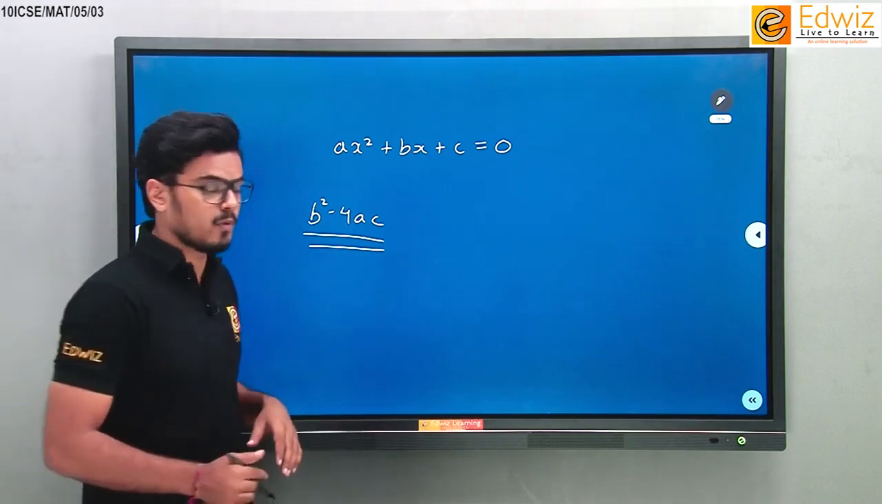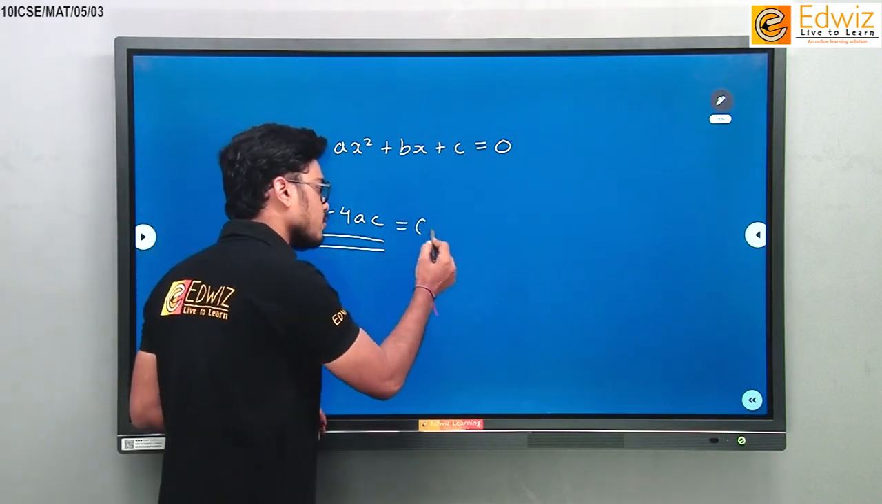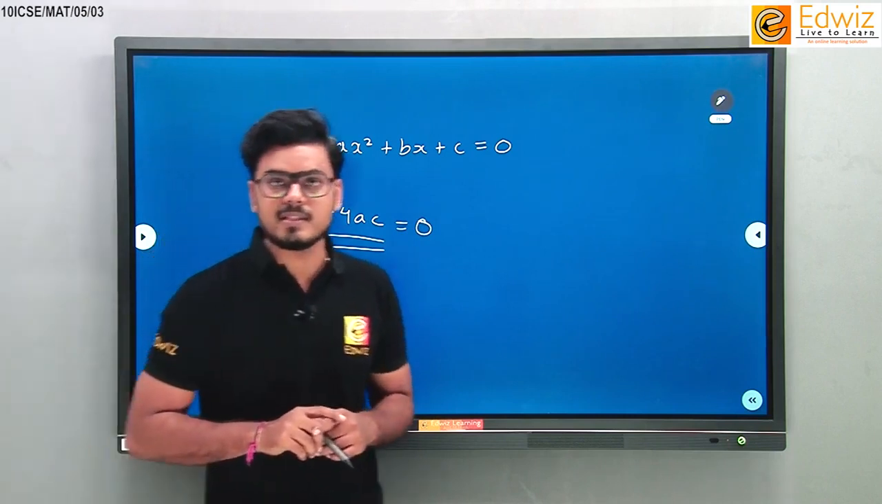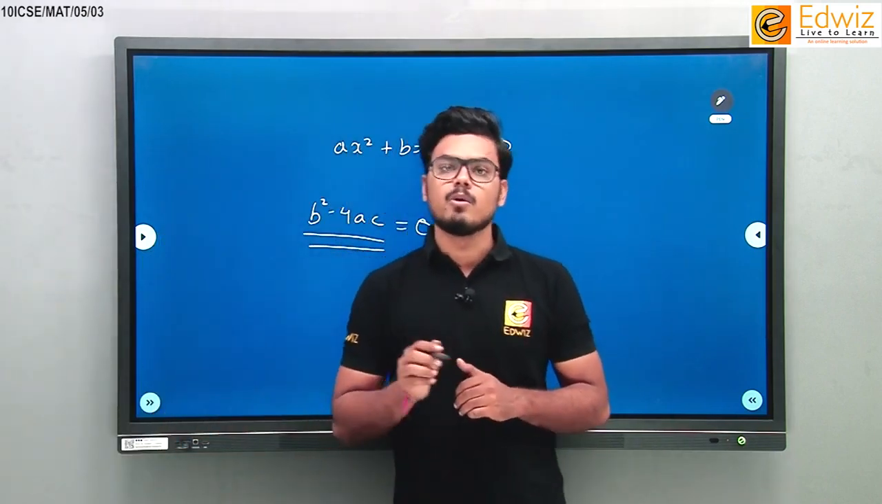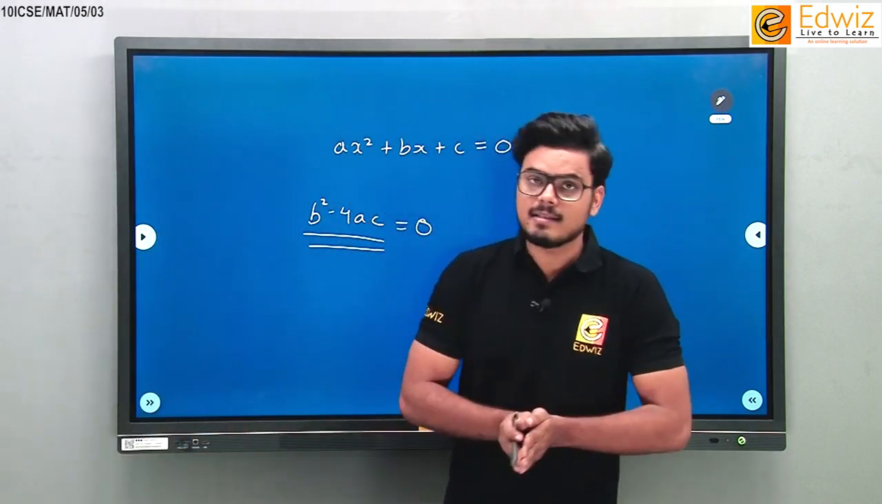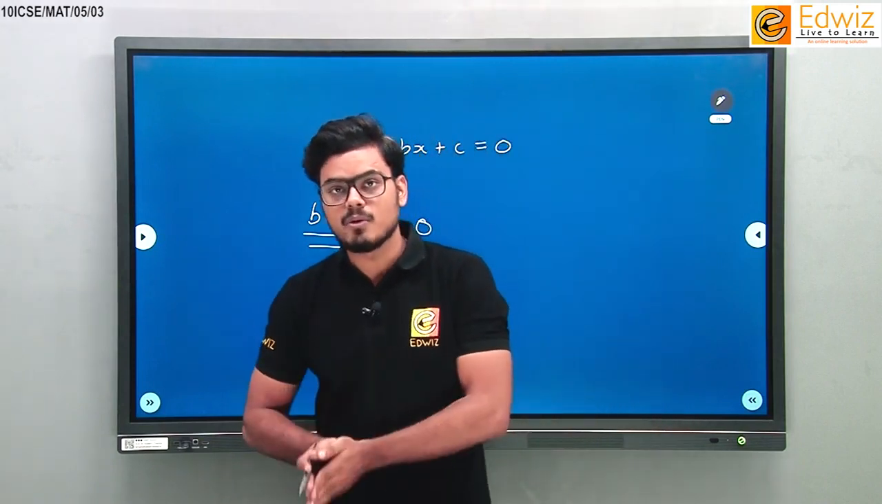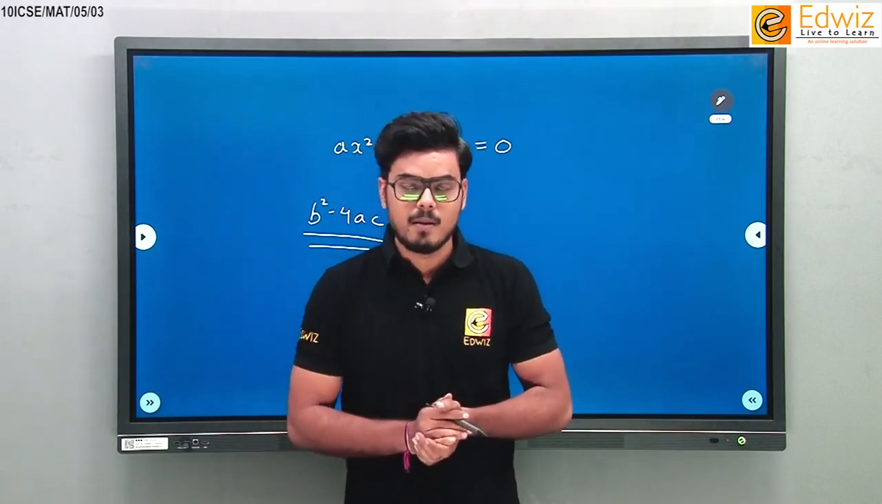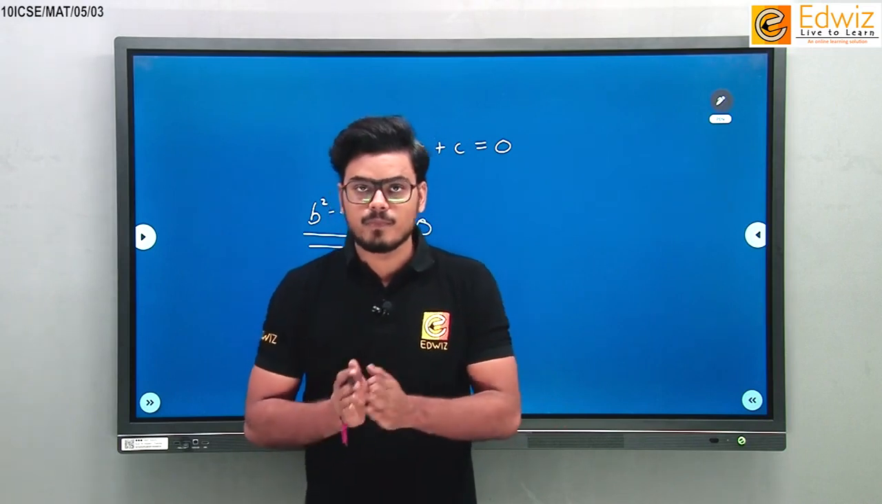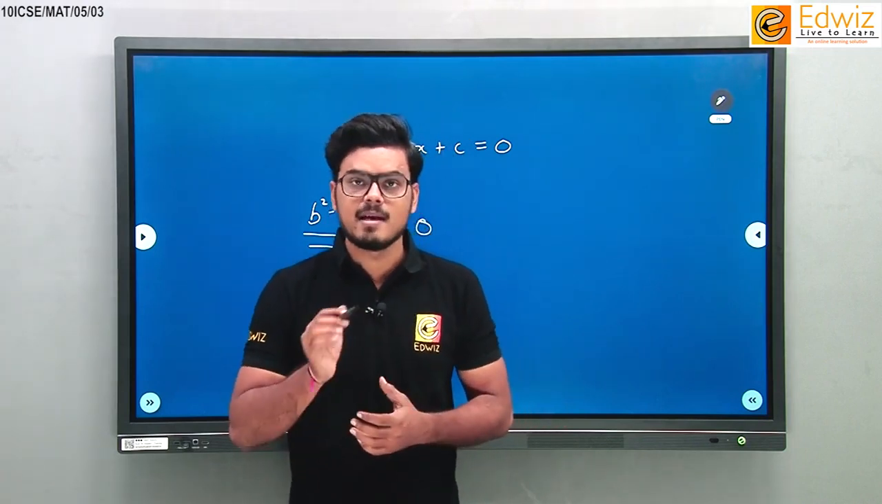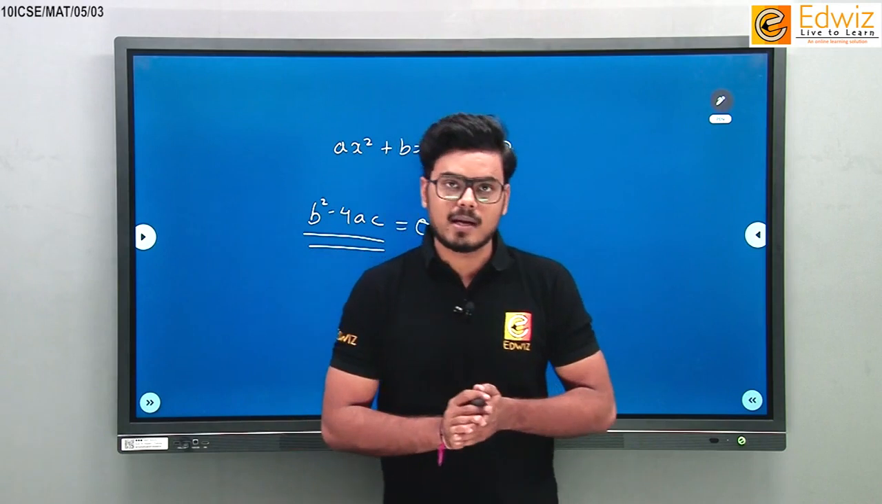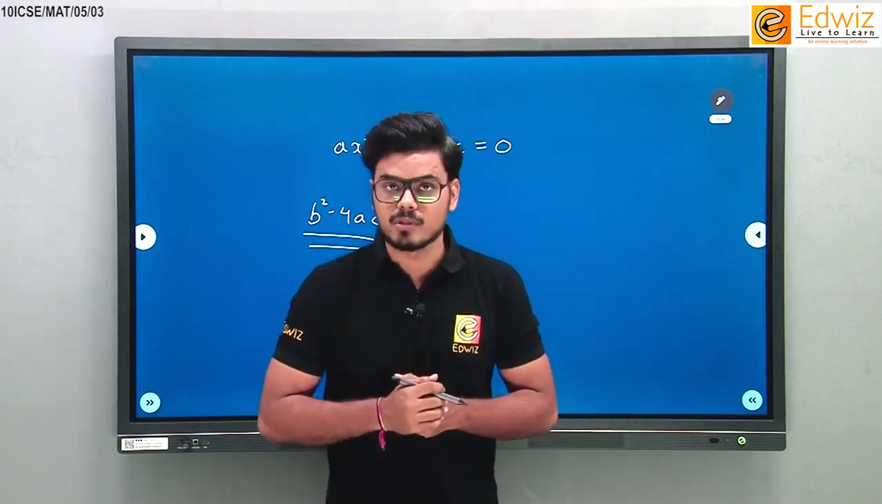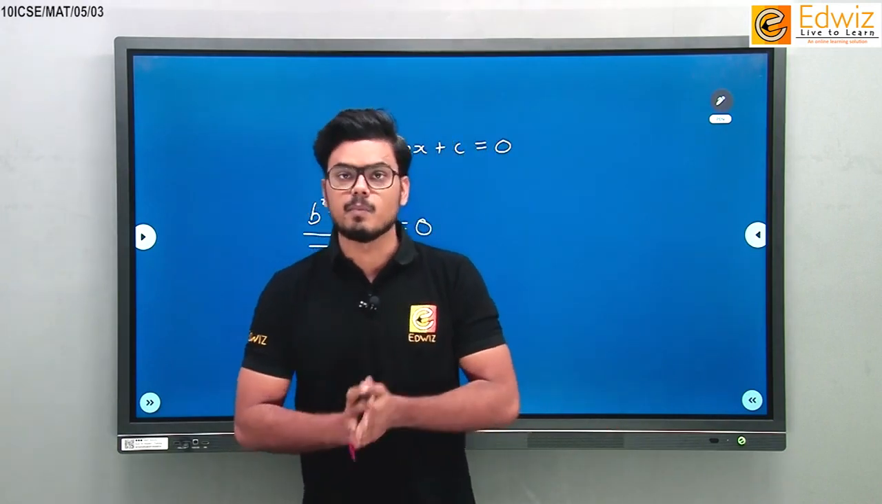If b square minus 4ac for any equation is equal to 0, the quadratic equation has real and equal roots, correct? And if it is greater than 0, it has real roots, but they are not equal. But if it is less than 0, if b square minus 4ac is less than 0, then the quadratic equation has imaginary roots. Okay? They are not real numbers.